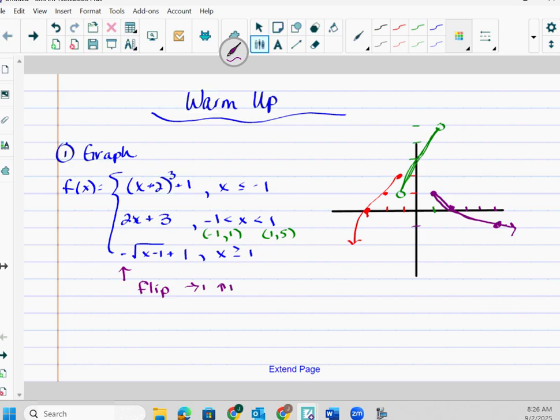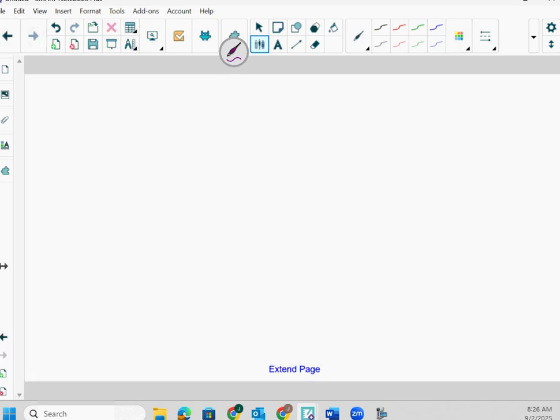How'd we do on the piecewise? Pretty okay? We're getting there. We'll keep practicing them. Okay. All right, guys. Questions before we jump into notes? Okay. Notes today are all about domain algebraically.